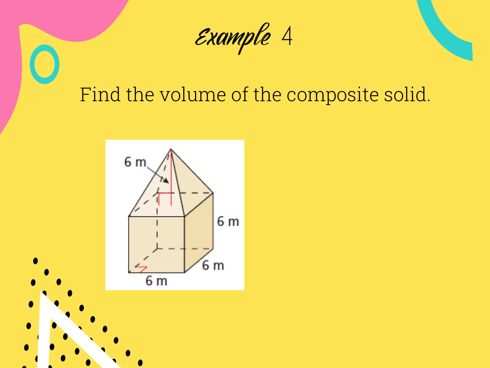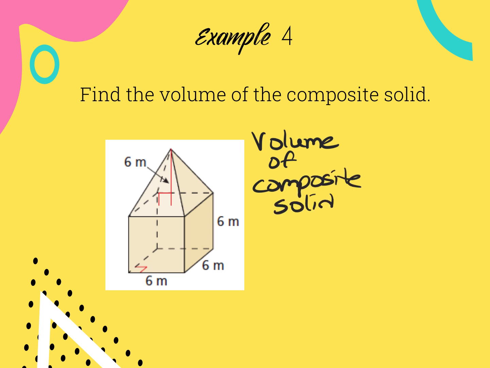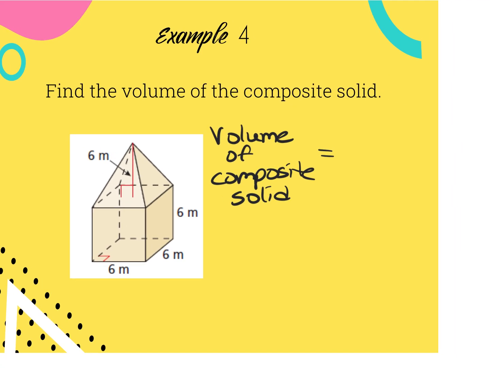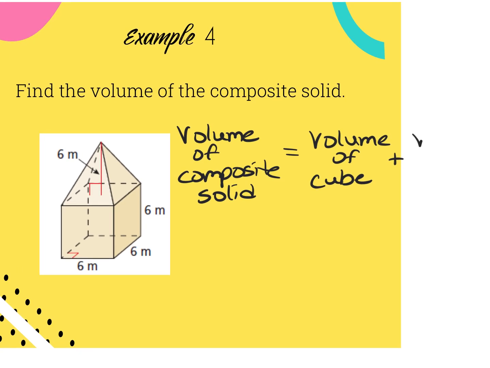Here we go. Last slide. Volume of the composite solid. So to find the volume of the composite solid, this one, and every one will be different. So this one's going to be made up of finding the volume of the cube and adding that to the volume of the square pyramid.